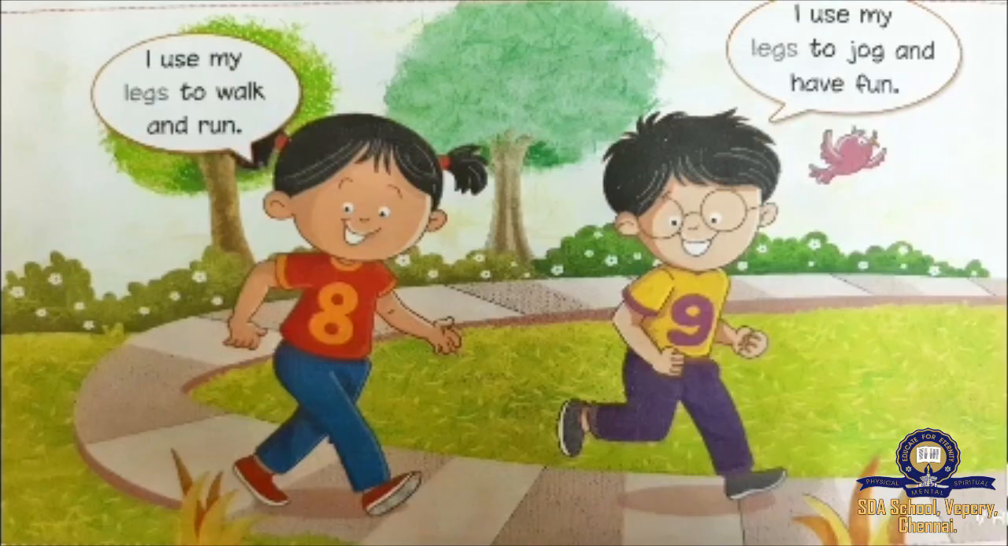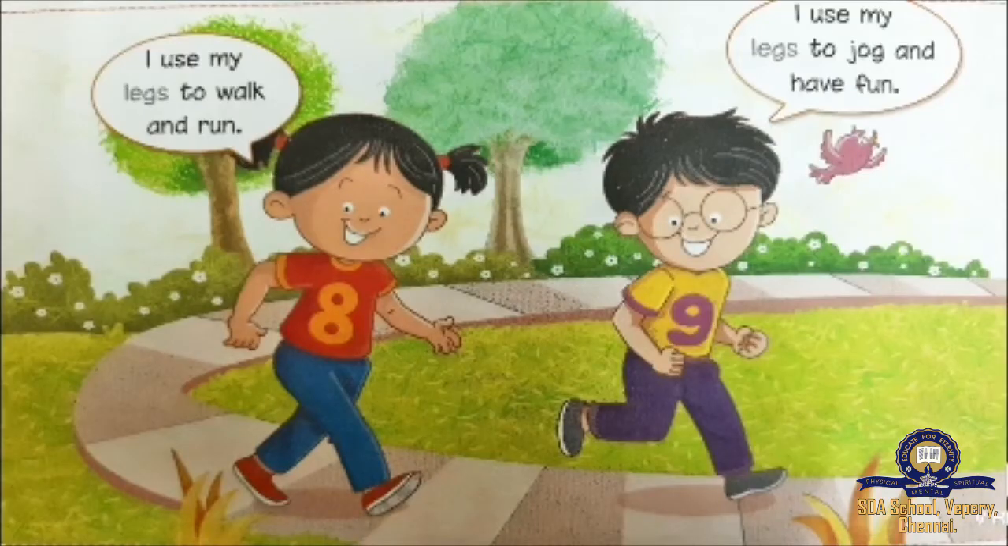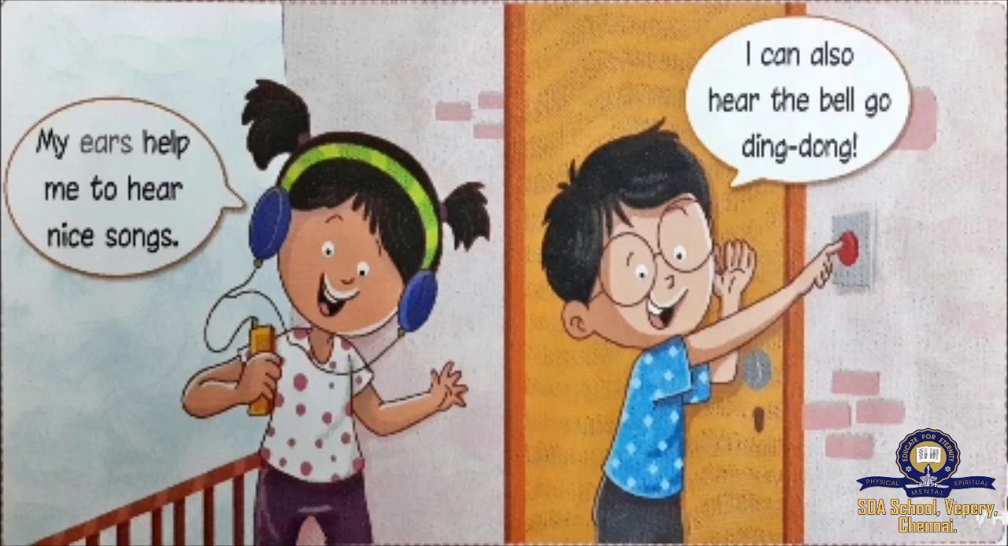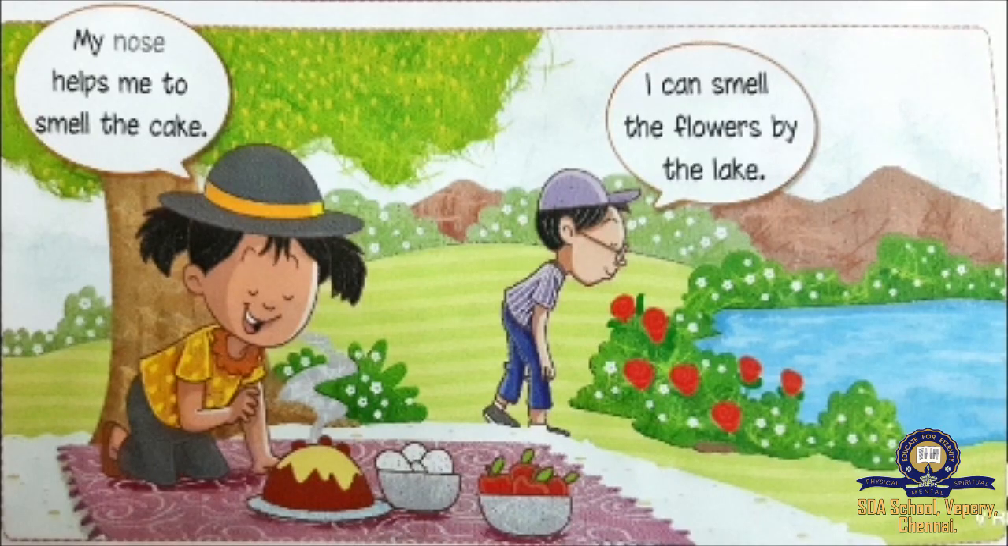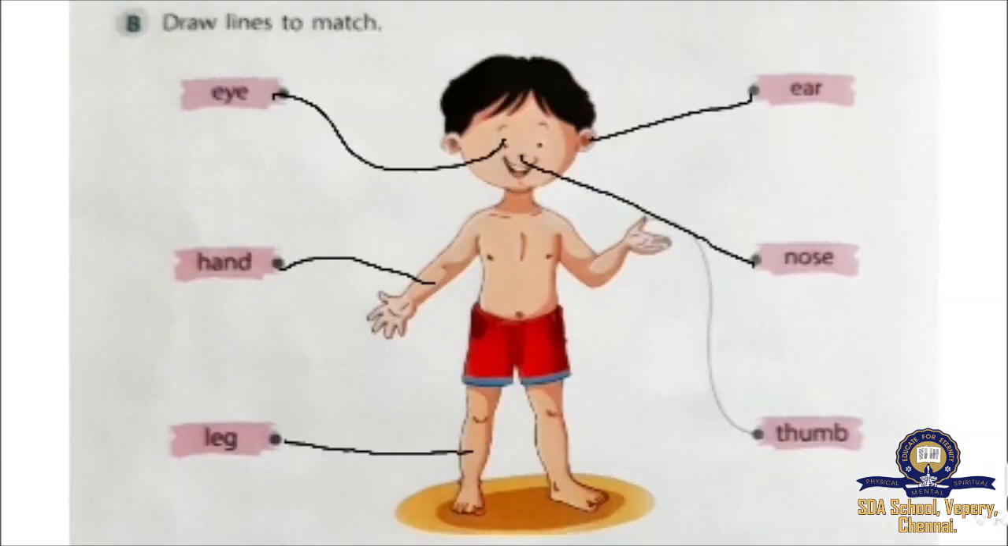For what purpose are we using the hand? We can use the hand to draw and write, and we can use the hand to hold things. And for what purpose are the children using the leg? They are using the leg to walk and run, and to jog and have fun. And then they use their eyes to look at the things around them. And they use their ears to hear the songs and the sounds around them. And then they use their nose to smell things. Okay, children. Now you understand it clearly. And then we complete this book exercise. After you collect the book, you can complete these book exercises.